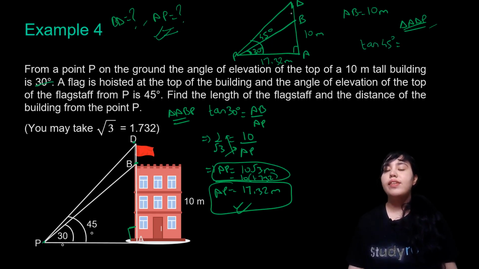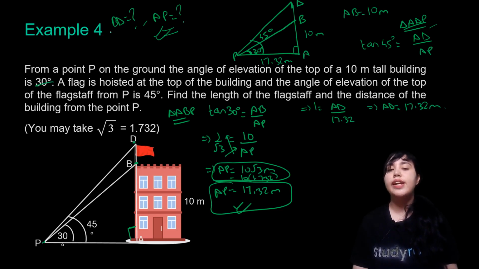So tan 45 will be the side opposite, which is AD upon the adjacent side AP. Tan 45 degree is what? Tan 45 degree is equal to 1. So this will become AD upon AP is 17.32. We've just calculated this. So AD will be equal to 17.32 meters. But are we done here?